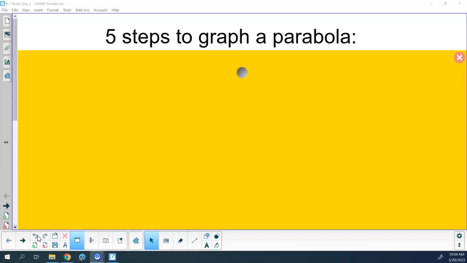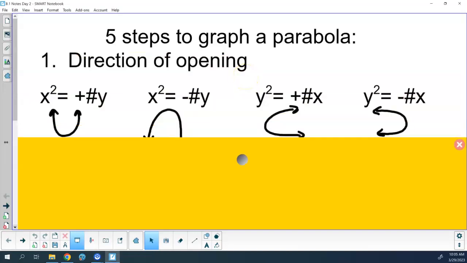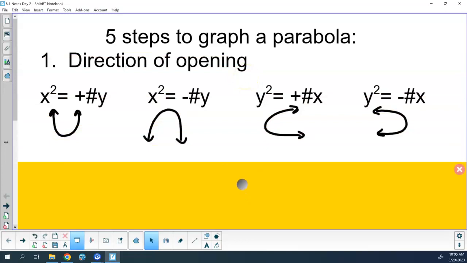Okay. Let's go to the right. Y is squared. Positive 4p. Let's go down. X is squared. Negative 4p. Left. Y squared. Negative 4p. Okay. Right? And that 4p number is the coefficient on your non-squared variable. Okay? So that should be step number 1.